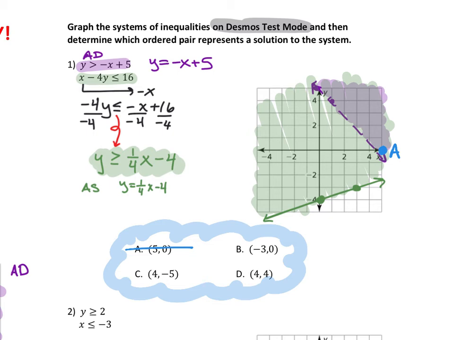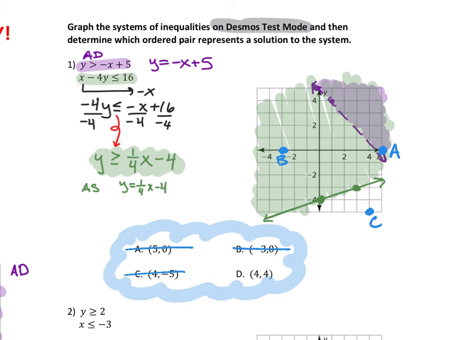Number B says -3, 0. That's right here. Is that in my super shaded region? No. 4, -5. Is that number C in my super shaded region? No, definitely not. So we really hope D is, now that we've eliminated all the rest.